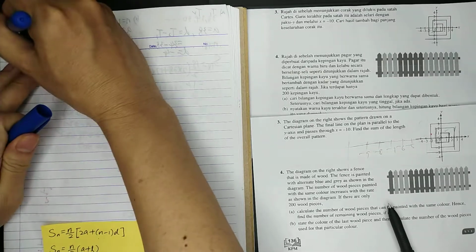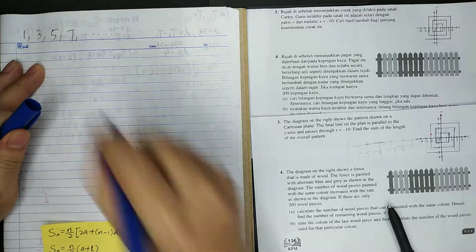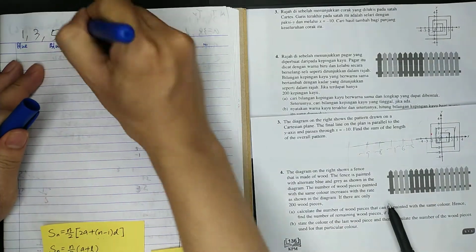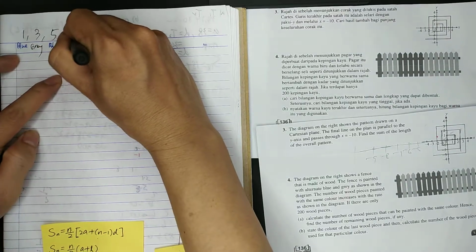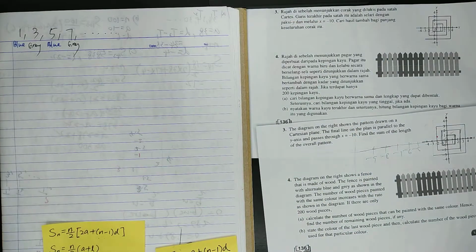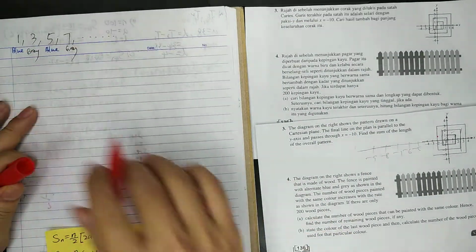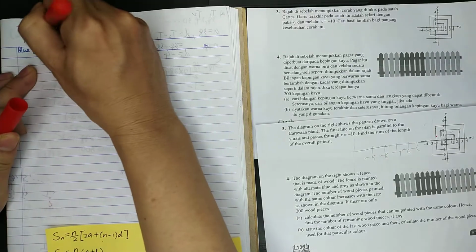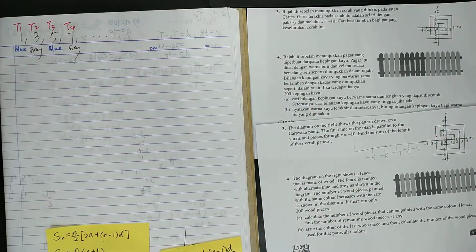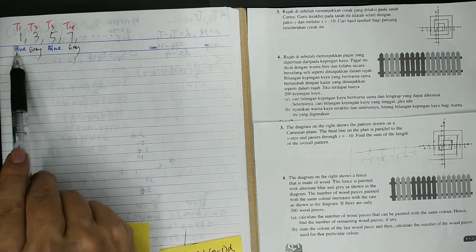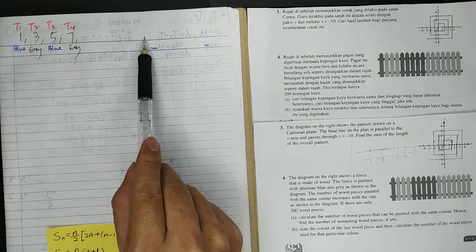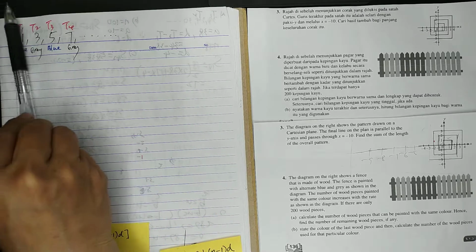The first is blue. This is blue color, blue. Then 5 is blue. Then it's gray, and stop. Now this is T1, T2, T3, T4. Then what? T1. Calculate the number of wood pieces that can be painted with the same color, maybe blue or gray. Then stop. Calculate the number, how many panels.